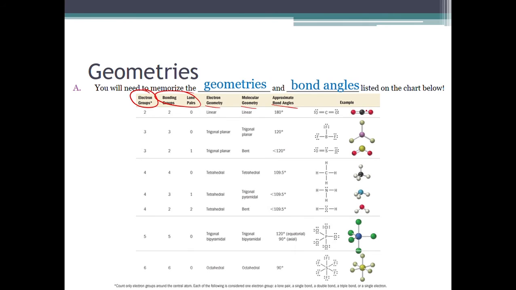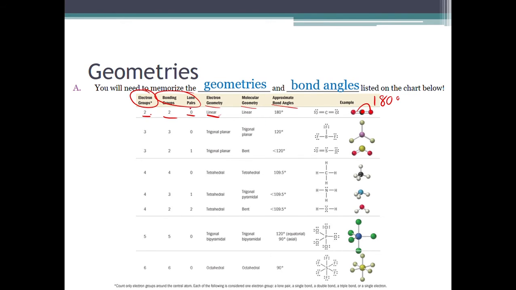So if you've got a central atom with 2 atoms bonded to it, so 2 electron groups, those electron groups are going to position themselves as far apart from each other as they can get, opposite sides of your central atom. As you should have learned in geometry, if you've got essentially a straight line here, that's a 180-degree angle. So if you have 2 electron groups, they're always going to both be bonding groups. So you're not going to have any lone pairs. That'll be linear because it makes a line.